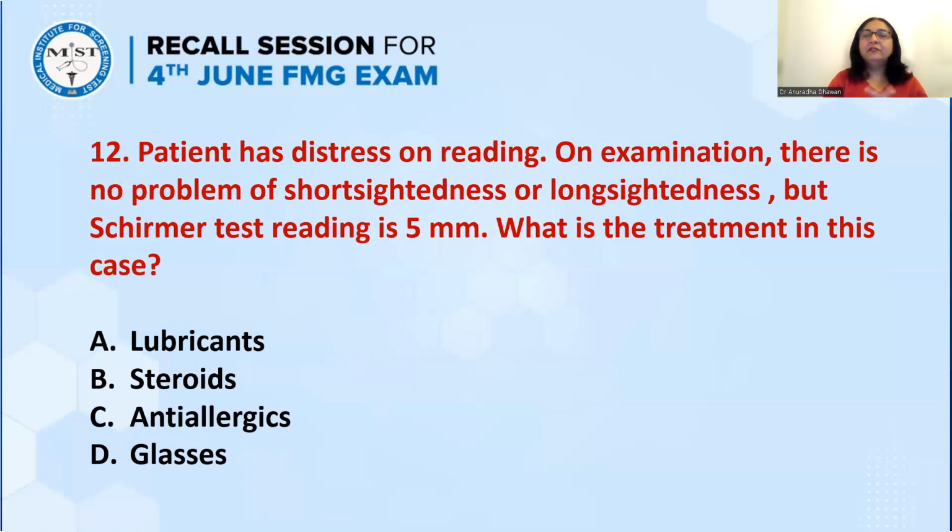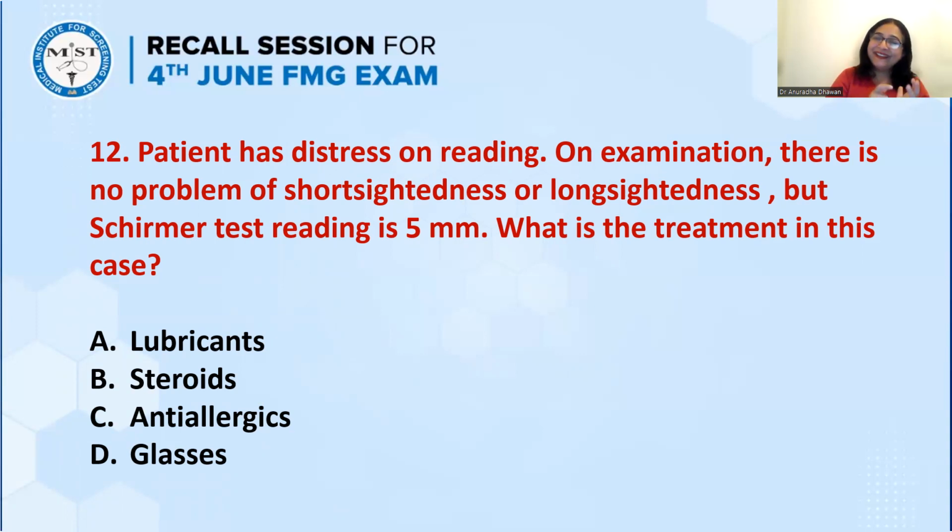Then friends, moving on to the next question. This was a relatively new question in terms of the treatment. The patient has distress on reading. Nicely put question here, a good case scenario. The patient has distress on reading, so he's having some sort of difficulty or discomfort on reading. On examination, there is no problem of short-sightedness or long-sightedness, meaning there is no refractive error. So they have ruled out the refractive error, but the Schirmer test reading is 5 millimeter.